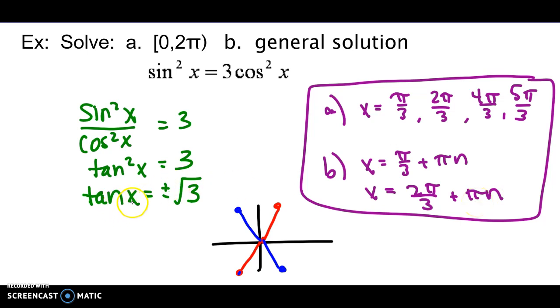If you're wondering how I got tangent of x, remember my advice to you is to get one single trig function first. So I divided both sides by cosine squared of x and got tangent squared of x, and then solve from there.